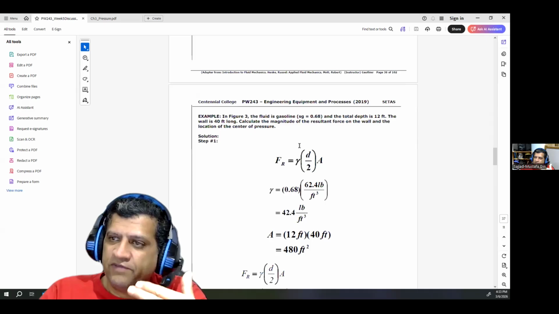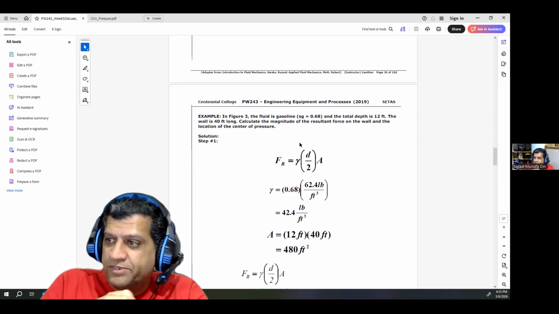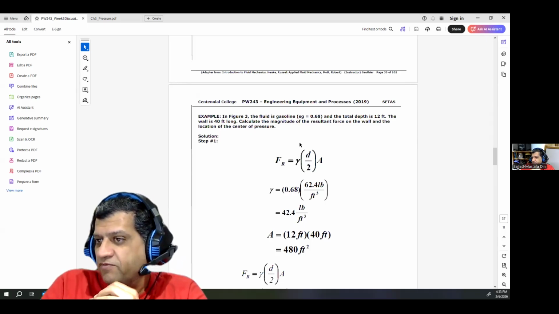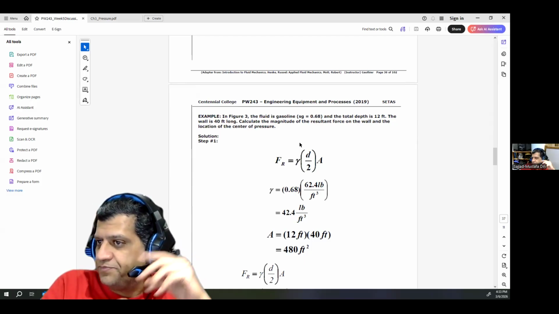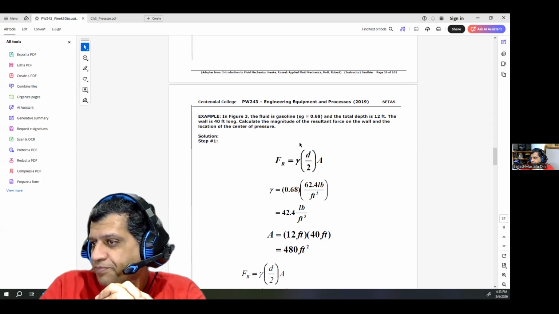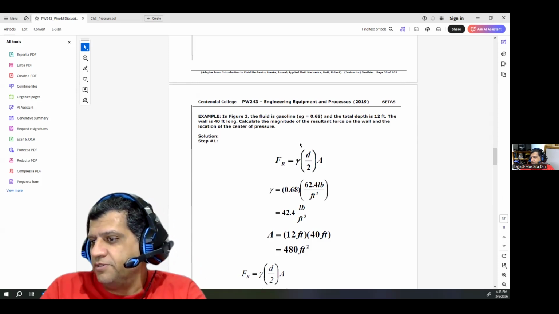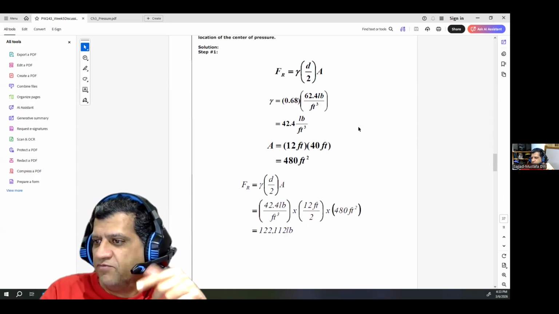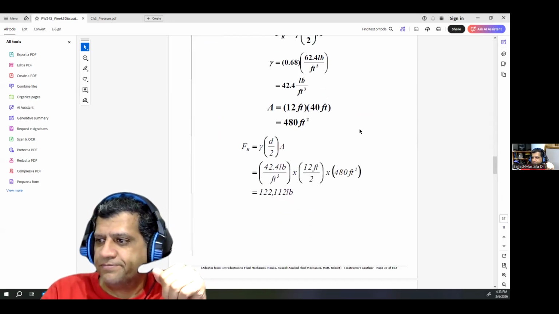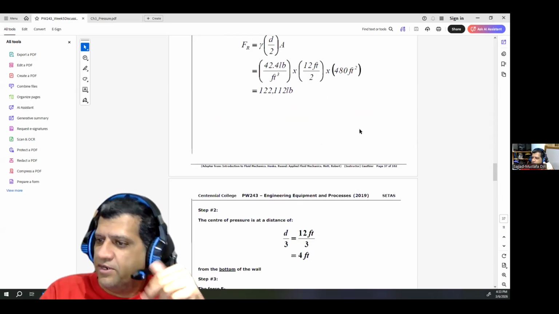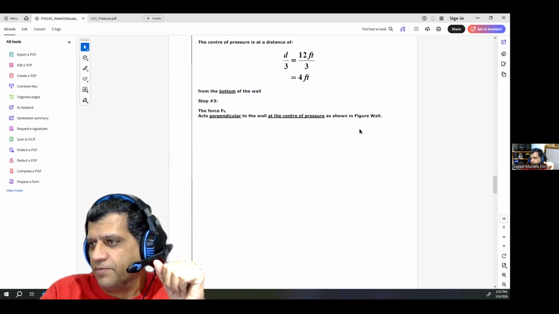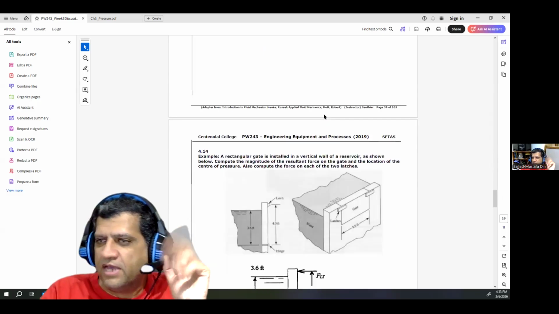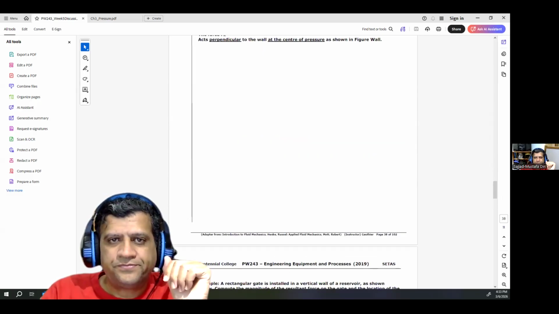Like, for example, if you're given the specific gravity of gasoline, you've got the total depth, and you've got the length of the wall. You should be able to solve this and give me the total resultant force. And you should be able to determine the center of pressure. Right? So that would be the first question.